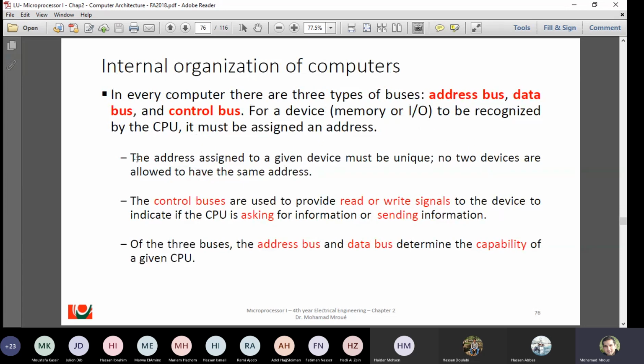So depending on the processor we will talk about, which is the 8085. So the address assigned to a given device must be unique. No 2 devices are allowed to have the same address. The control buses are used to provide read or write signals to the device to indicate if the CPU is asking for information or sending information.